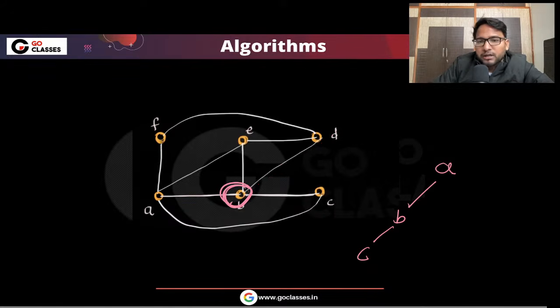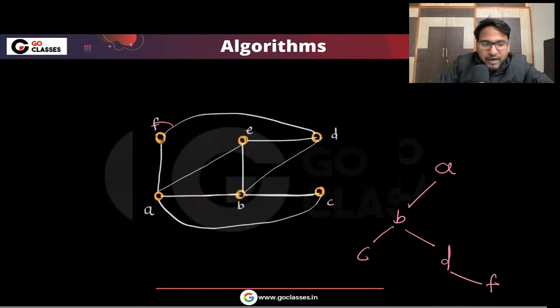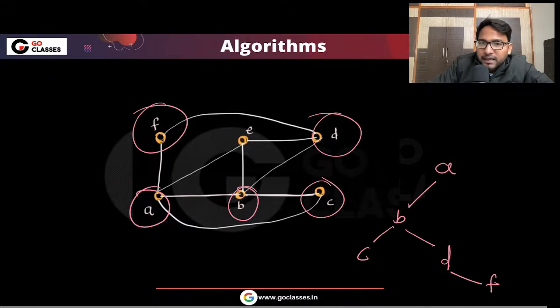So you can go to anything. From this B, let's suppose I'm going to D first. From this D, let's suppose I'm going to F. Or you can go to anything, but let's suppose I'm going to F. And then from this F, tell me, any unvisited node? No. So you will backtrack to D, and then from this D, any unvisited node? Yes, E is unvisited, right? See, A is visited, B is visited, C is visited, D is visited, F is visited, and E is unvisited. So from this D, E is still unvisited. So you will go to E.